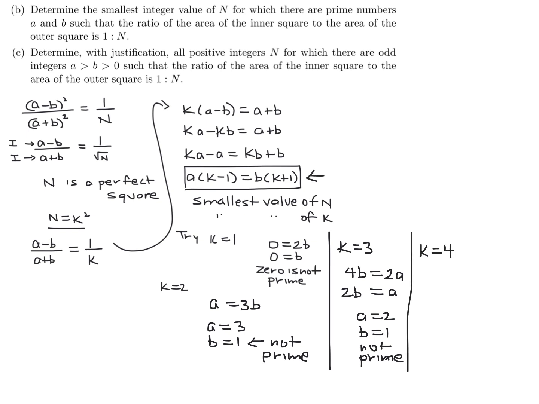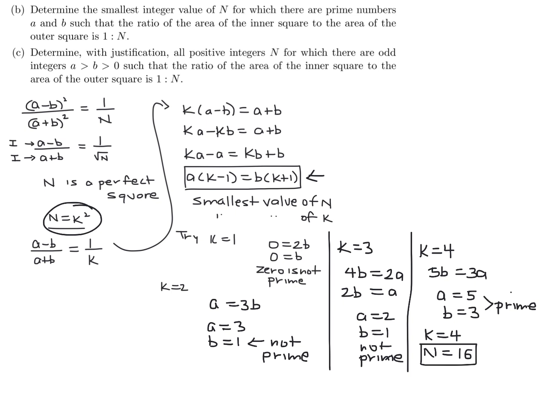Again, in this equation, we would get 5b is equal to 3a. And here, if a, for example, was 5, b would be 3, and both of those are indeed prime. So there we go. We got a solution. That works. So that means that k equals 4 is the value that works. And since n is equal to k squared, n would be equal to 16. And this is the smallest.